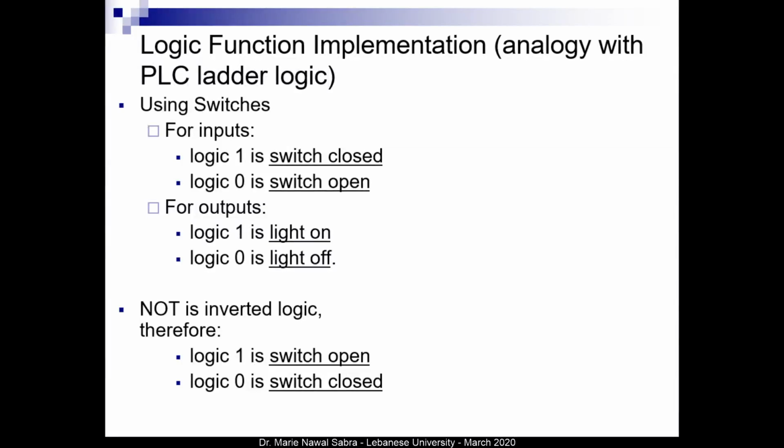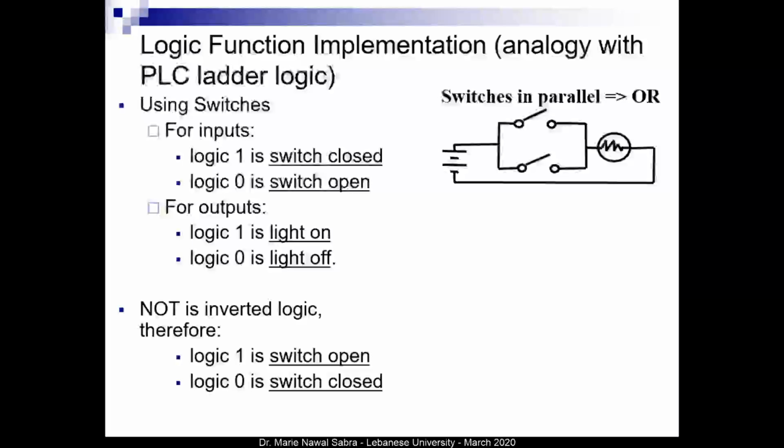And NOT is inverted, so if the switch is closed for a logic 1, therefore current is passing in here. For logic 1, the switch is open. So you have here some applications. To create an electronic circuit that would do the OR expression, I have to put them in parallel so that if switch 1 is closed or switch 2 is closed, the current passes from the source and gets into the output.